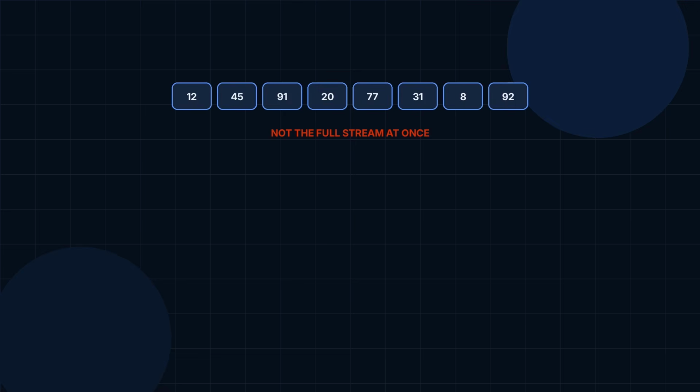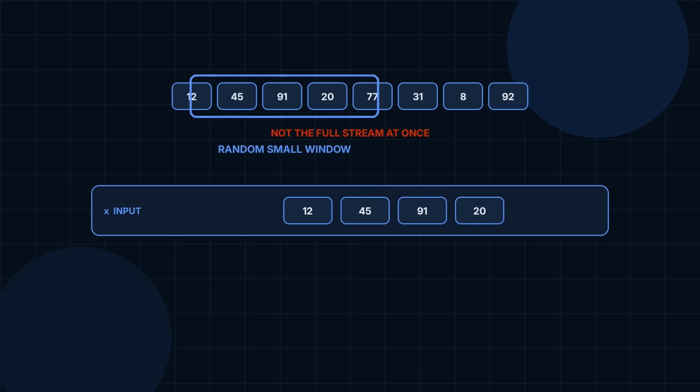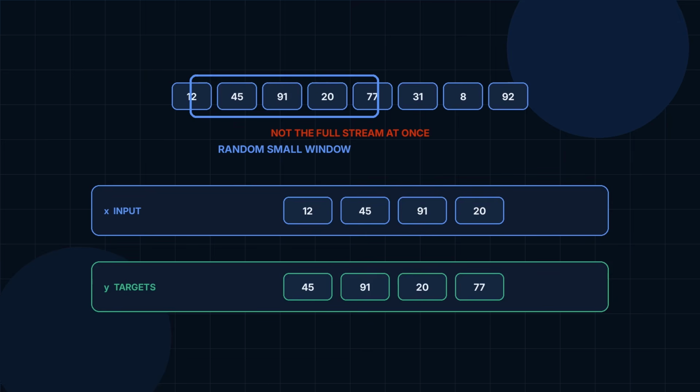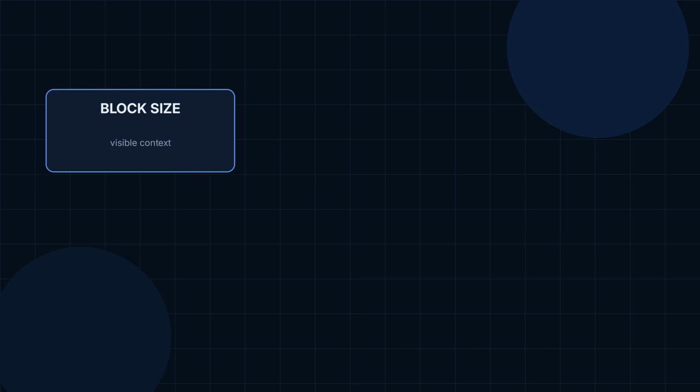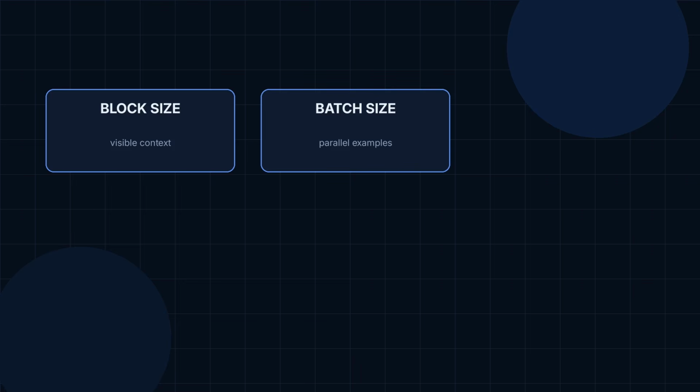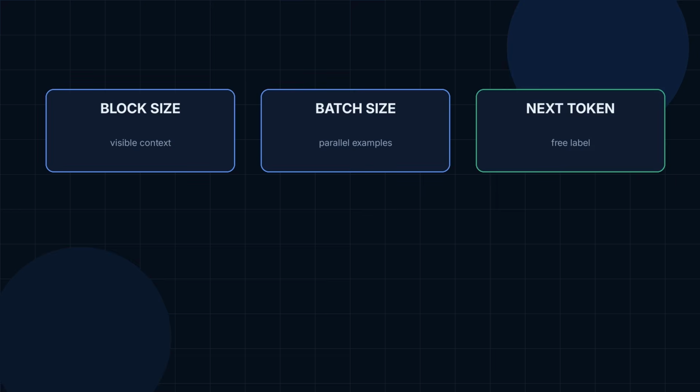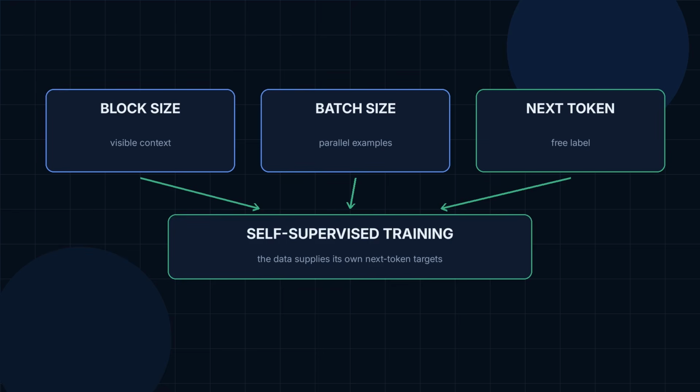So here's the takeaway: the model doesn't train on the full token stream at once. It trains on small windows that are sampled randomly from that stream. And then each one is an input sequence paired with the target sequence shifted one token to the right. Block size controls how much context the model sees, and batch size controls how many examples it processes in parallel. Every next token prediction is a free label that is generated automatically from the data itself. And that's a self supervised structure.